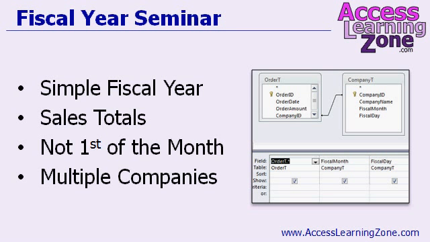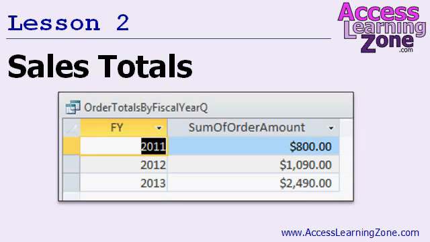Now, this was just one simple fiscal year example. That's if you've got a fiscal year that starts on the first of a month. That's easy to do. I've got a longer seminar available on my website that goes into showing you how to calculate sales totals by fiscal year, where we can say add up all the 2012 totals, 2013 totals, put them together in either an aggregate query or a report with a sorting and grouping level. All right, calculate the sales totals.